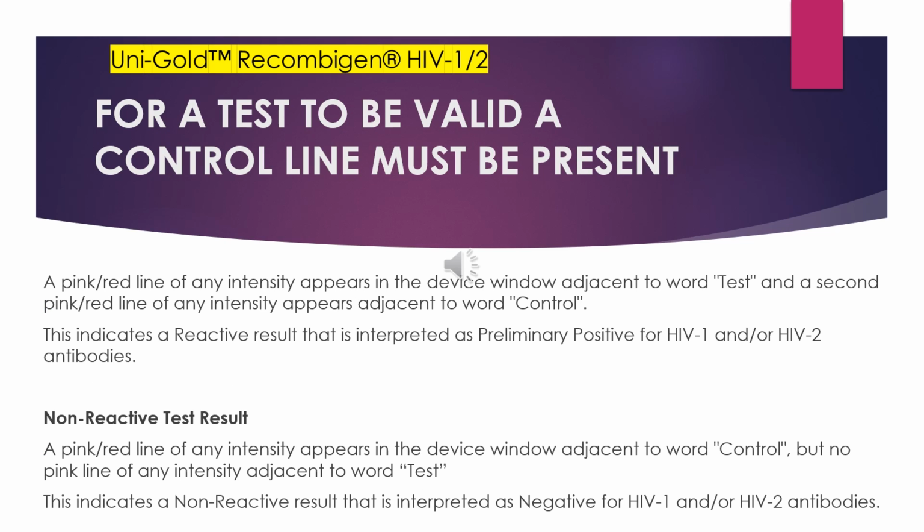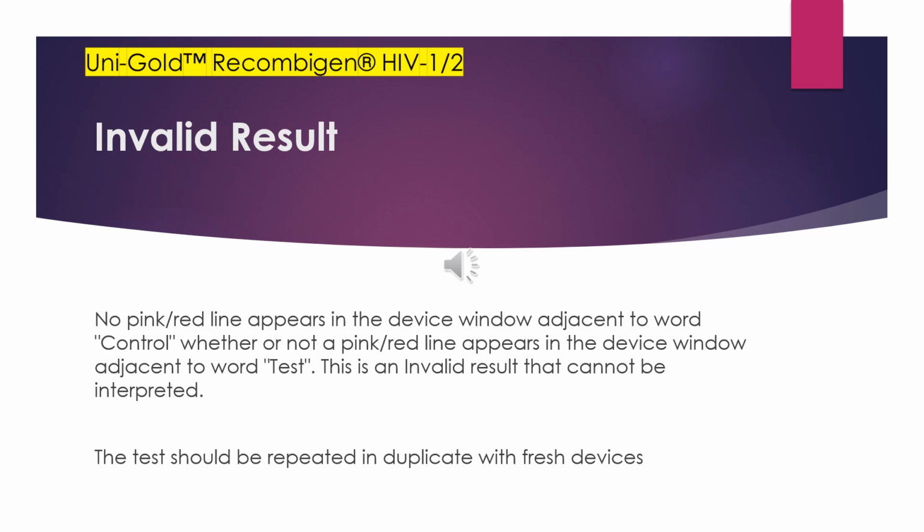The interpretation of this test is also similar to the one we discussed: the presence of the control line is a must. If the test line is positive, it will be reported as positive. If the test line is negative but the control line is present, the test will be reported as non-reactive. The result will be reported as invalid if the control line is not visible or is not appropriate. So that test will become invalid and has to be repeated.